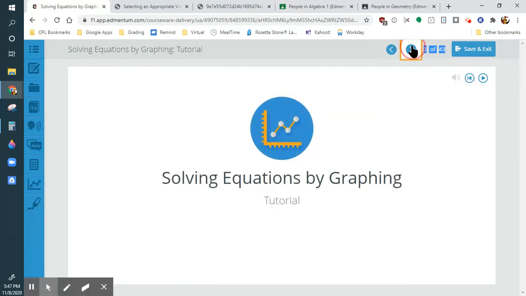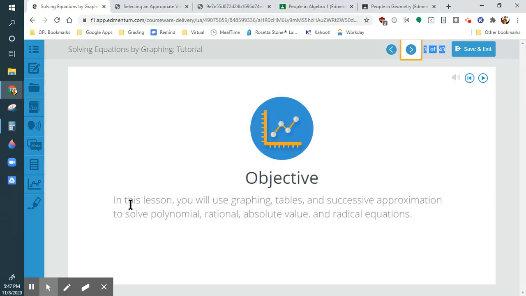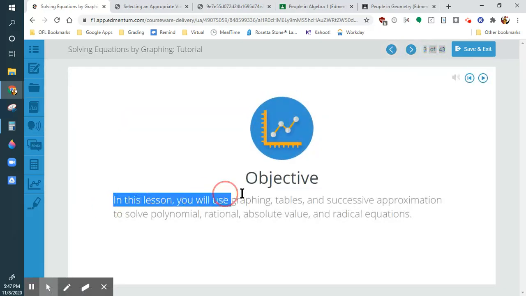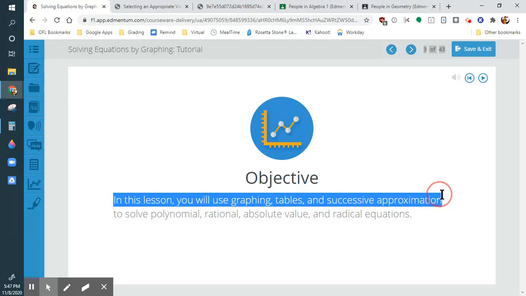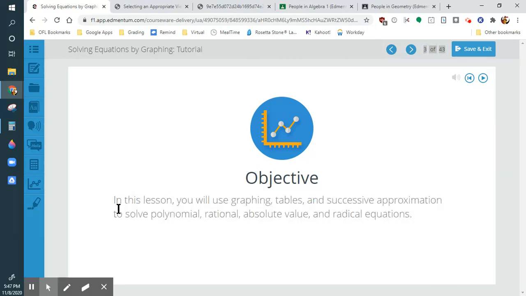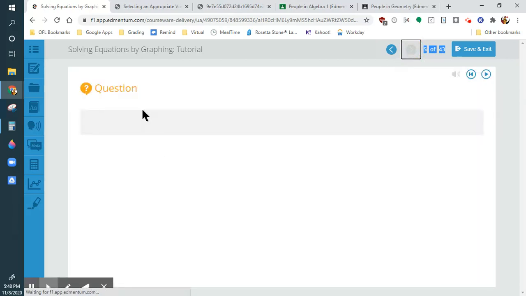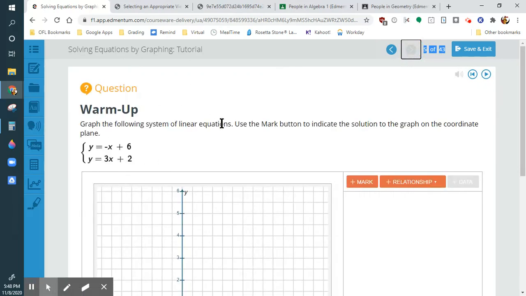So our goal here, in this lesson, is that we'll use graphing tables. So we're going to have to create our own formulas. It looks like that is why this is going to take so long. Sorry, I kind of skipped that: using graphing tables and successive approximation to solve polynomial, rational, absolute value equations and all of this. So let's get into this. Graphing to find solutions is going to be our main thing here.